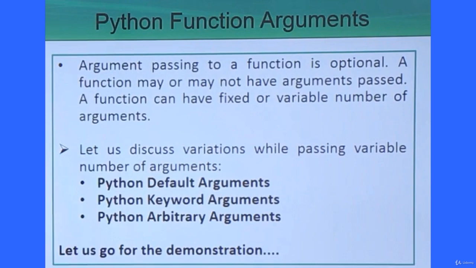A function can have a fixed or variable number of arguments. As we discussed, there are variations while passing a variable number of arguments to a function. So how to pass a variable number of arguments to a function? That can be categorized under three different heads: Python default arguments, Python keyword arguments, and Python arbitrary arguments.